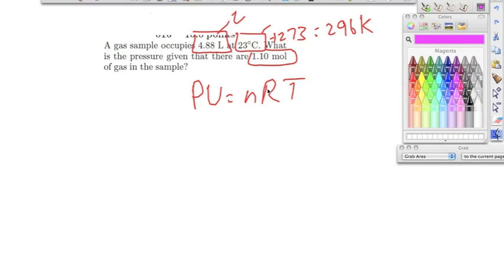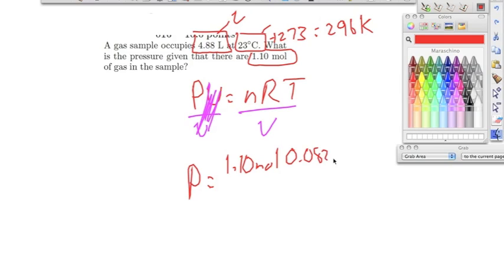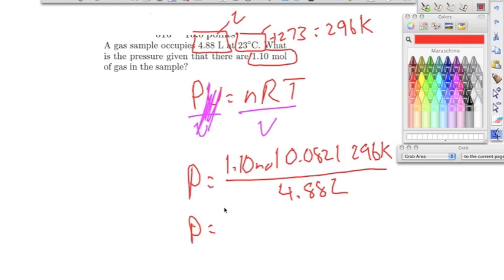Now, we're solving for pressure, so what we go ahead and do here is divide both sides by volume, and we get this equation. So when we plug it in, all we do is we have pressure equals our moles, which is 1.10 moles, times our ideal gas law constant that never changes, 0.0821, times our temperature of 296 Kelvin, all divided by a volume of 4.88 liters. Plug this in our calculator and we get a pressure in atmospheres of right around 5.4778 ATMs.